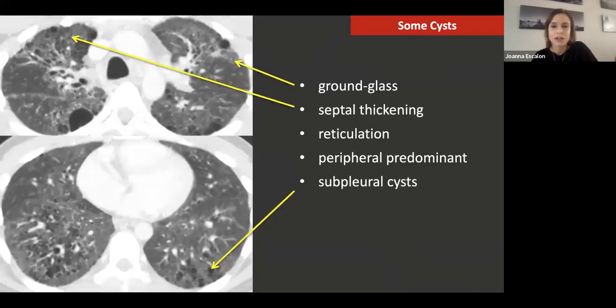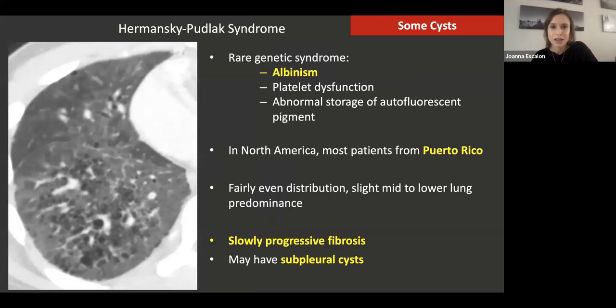And just to point out, we're seeing some ground glass, septal thickening, reticulation, some subpleural cysts. Again, it's non-specific imaging, but this is Hermansky-Pudlak syndrome. Just based on the history alone, you can suggest this diagnosis. So this is a rare genetic syndrome involving albinism, platelet dysfunction, and abnormal storage of autofluorescent pigment. In North America, at least, most patients are from Puerto Rico. On imaging, it tends to have a fairly even distribution, like you saw in this case, sometimes a mid to lower lung predominance. Essentially, they get a slowly progressive fibrosis that might have some cysts involved as well.